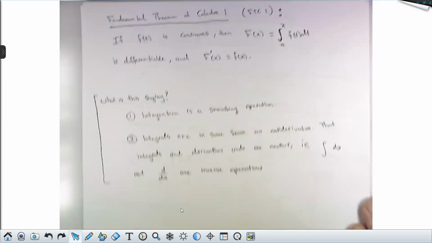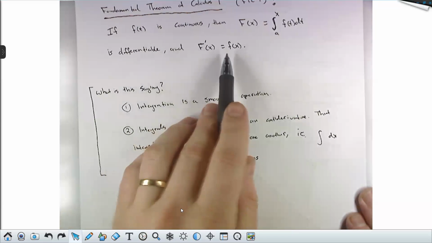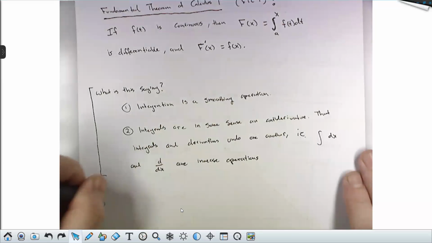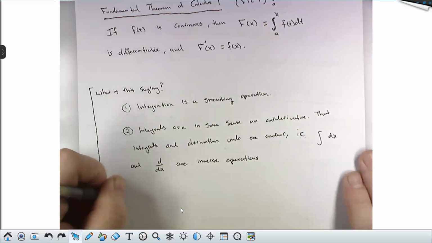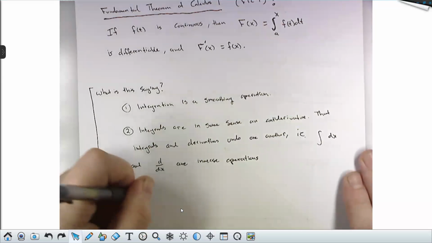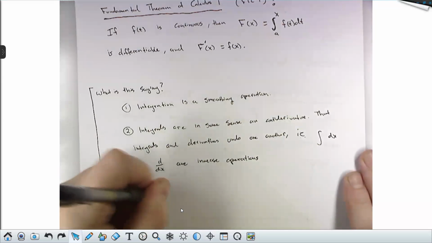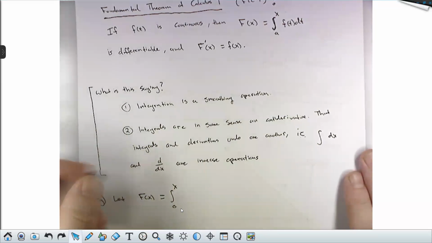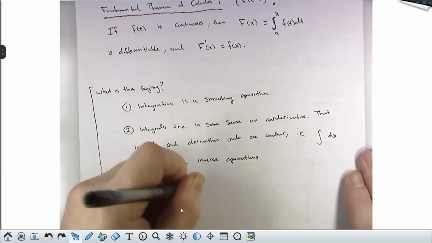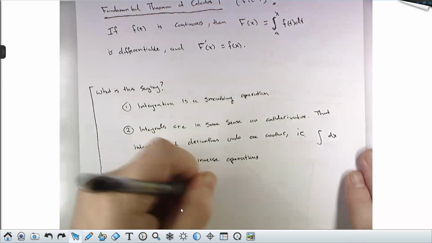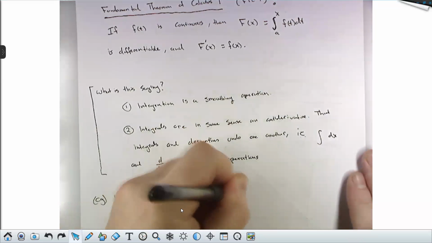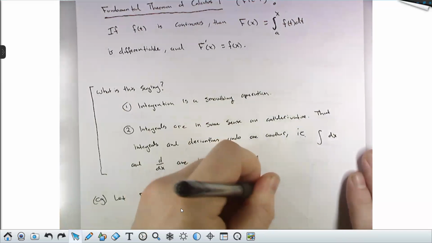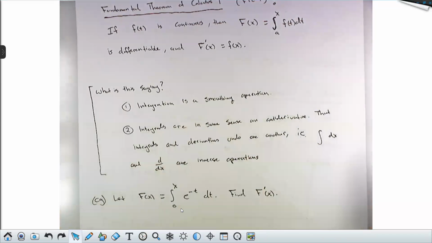So let's solve some actual problems. The sort of problems we can solve are the sort of things that ask for derivatives of stuff like this. Let's say I let capital F of x be the integral from 0 up to x of e to the negative t dt. And I say, okay, I want you to find for me capital F prime of x.